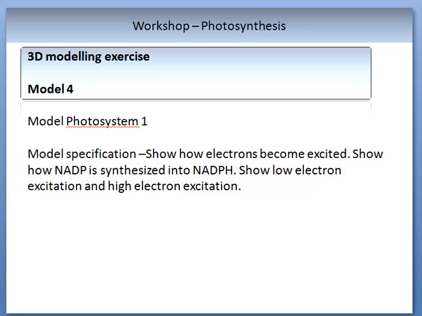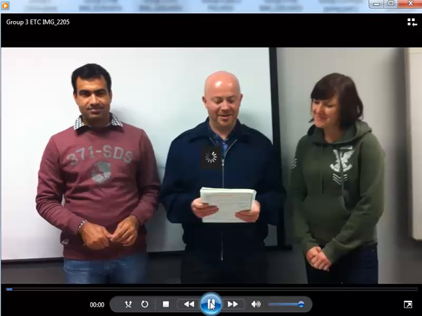The purpose of Model 4 was to model Photosystem 1. Model specifications were to show how the electrons became excited and that Photosystem 1 sits within the thylakoid membrane. Show how NADP is synthesized into NADPH. Illustrate low electron excitation and high electron excitation.